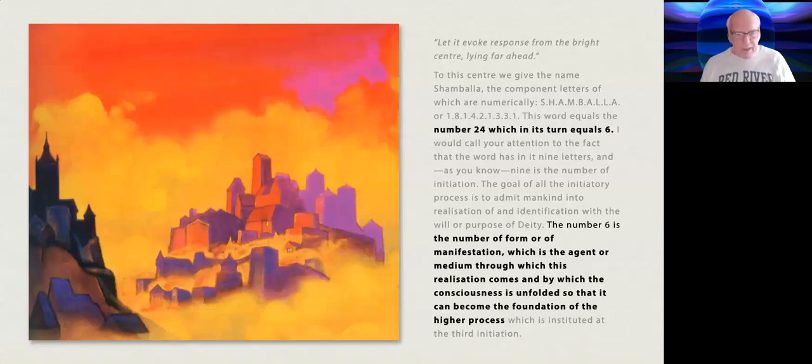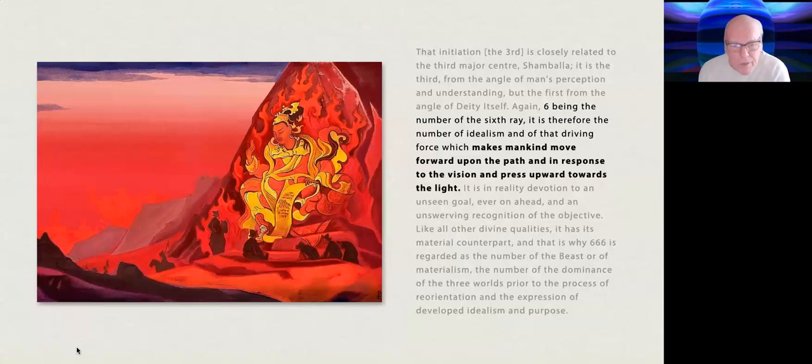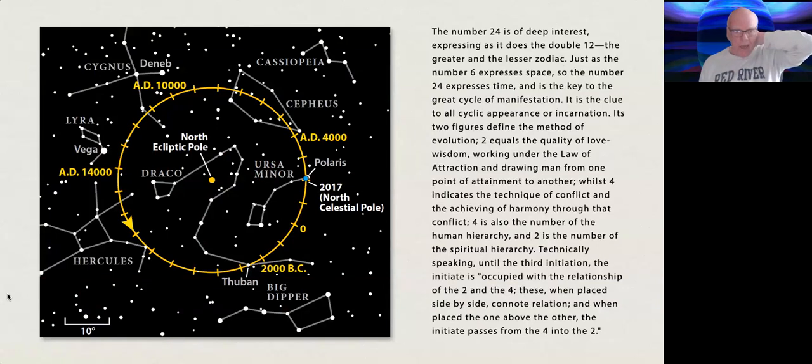We then learned that 6 also represents the driving force of idealism, which, quote, makes mankind move forward upon the path and in response to the vision and press upward towards the light. And this takes us up to where we left off last time. So, continuing with our tutorial on sacred numerology, DK takes us further into the meaning of the number 24.